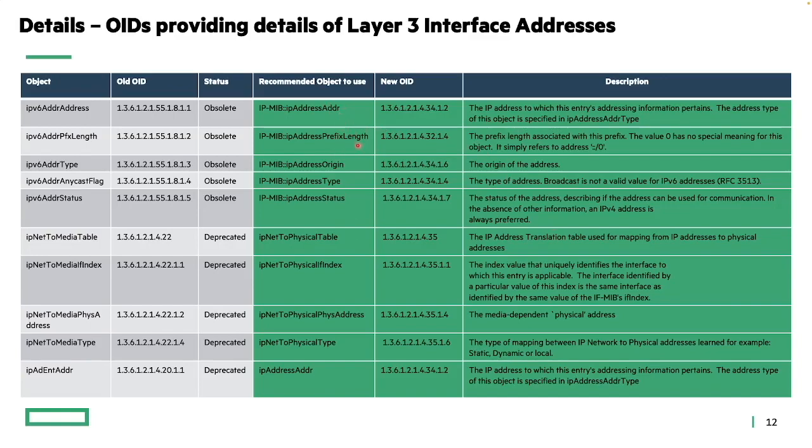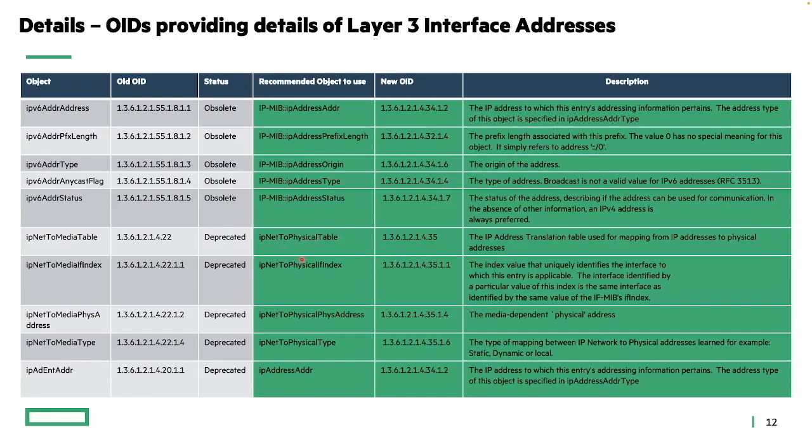IP address prefix length. When you use this OID, it will show the prefix length associated with this prefix. The value 0 has no special meaning for this object. It simply refers to address ::/0, right? Origin, with this object identifier, you can use that to get the origin of the address, what type of address it is, whether it is broadcast. Now, broadcast is not a valid value for IPv6 address as per RFC 3513, but this particular OID will give you the type of address and status of the address.